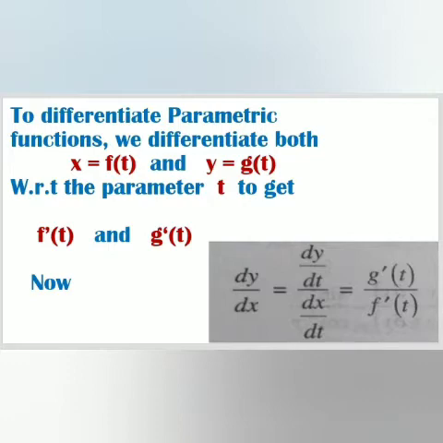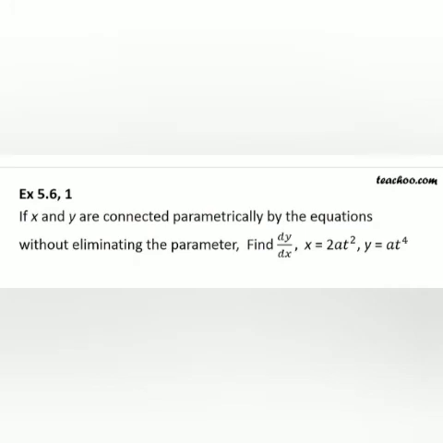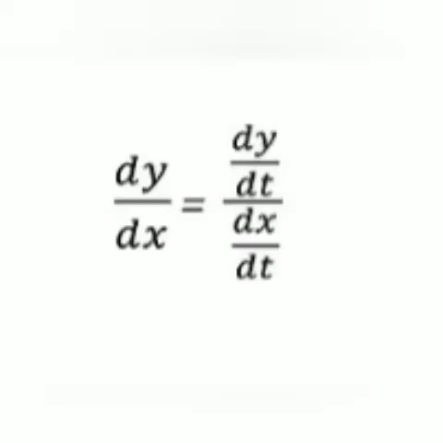Now let us take a question from your textbook from exercise 5.6. If x and y are connected parametrically by the equations, without eliminating the parameter, find dy by dx, where x is equal to 2at square and y is equal to at raised to power 4. Here the parameter is t. Now for that we have to find dy by dt and dx by dt to get dy by dx.